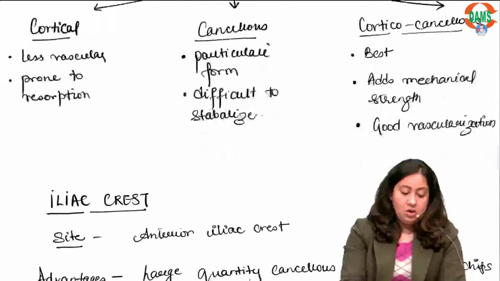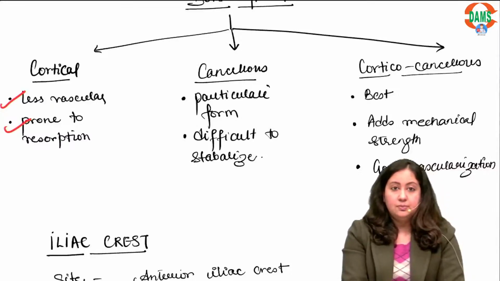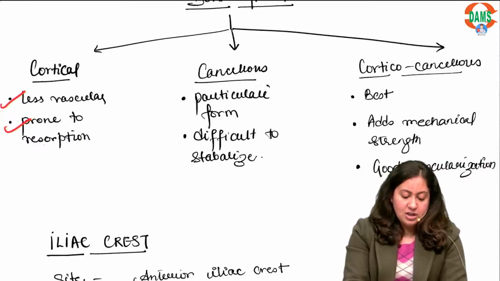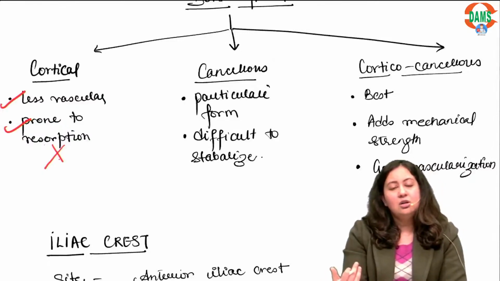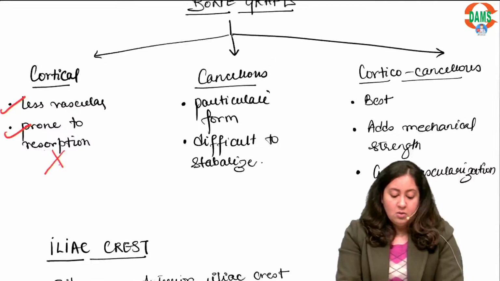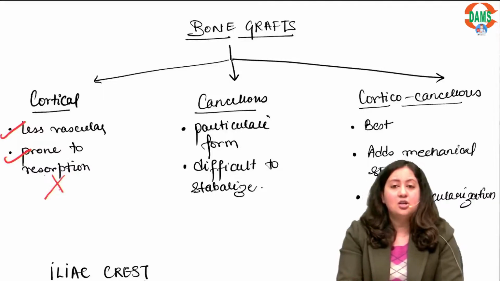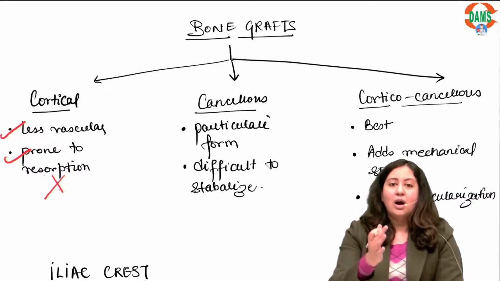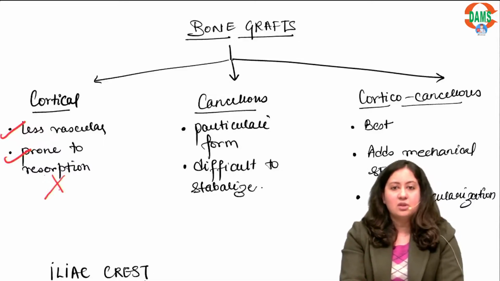Cortical is less vascular and prone to resorption. This is actually not suitable for cleft patients because if it gets resorbed, it will not lead to successful eruption of teeth. Now cancellous is a particulate form. It is easier to pack in the cavity in the cleft area, but it is difficult to stabilize. It will not stay over there. Cancellous bone is not going to stay over there. This is the drawback of the cancellous bone.